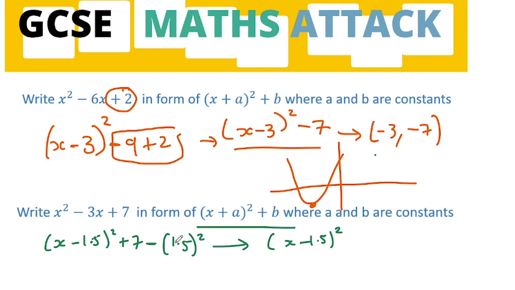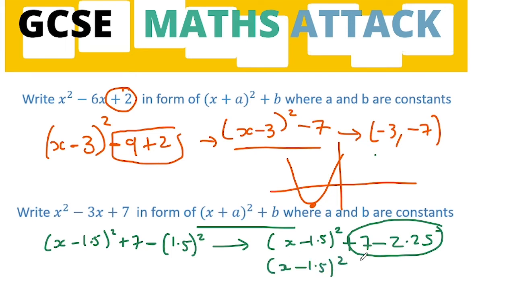If I was going to square that, that will give me plus 7. So let's work out what 1.5 squared is. 1.5 squared gives me minus 2.25. And now I'm going to simplify that. So (x minus 1.5) squared, 7 subtract 2.25, which is positive 4.75. Well done if you got that correct, and if you didn't, please do check where your mistakes were.